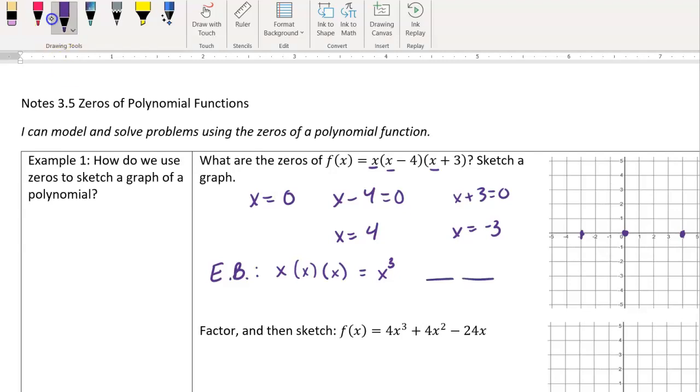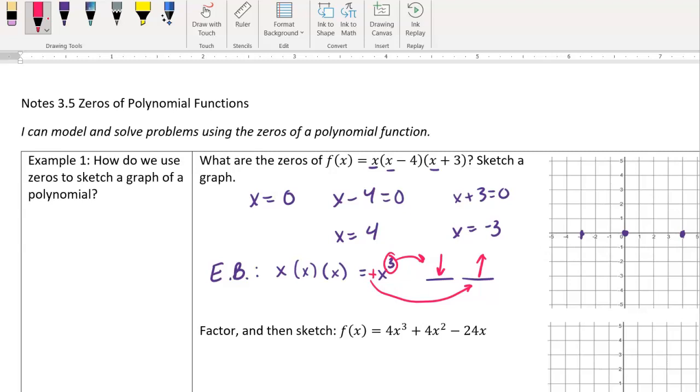So remember, we talked about that at the beginning of this chapter. If the leading term is positive, the right side of the graph goes up. If the leading term is negative, the right side of the graph is down. And then we look at the degree of the polynomial. The degree of the polynomial is odd. And so if it's odd, it goes in the opposite direction. If it's even, it goes in the same direction. So that's how we identify the end behavior.